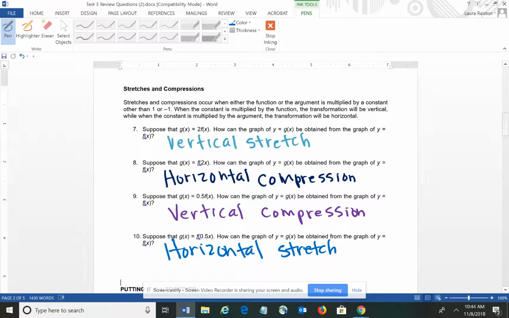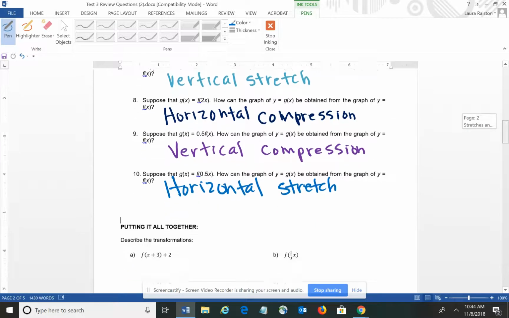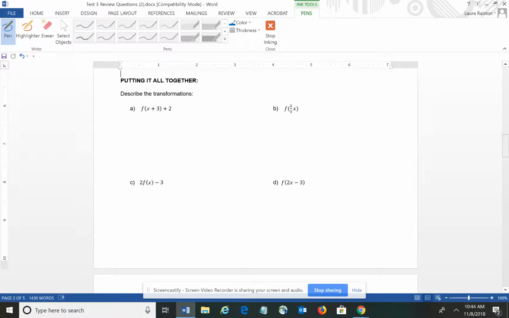Okay, now you have to know the pieces individually, but also on the test, you have to be able to look at a function and put the pieces together so that you can have multiple transformations at the same time. And so I've added a couple of examples here so you can refer to them and look. These are questions similar to what you would see on your lesson 10 quiz as well as on test 3. So if I'm looking at this first one, I have f of x plus 3 plus 2.